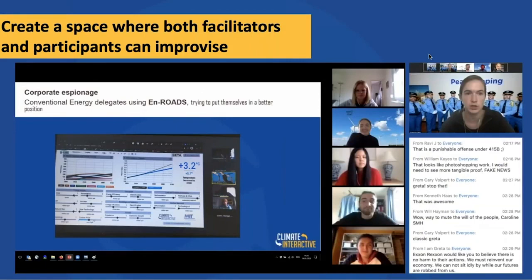One important thing about running the climate action simulation is we really encourage you to create a space where both the facilitator, you yourself, and the participants can improvise. It is a different kind of facilitation to run a game like this, but it can be so much fun for everyone involved. And Caroline, maybe you can speak a little bit about what is going on in this screenshot. It says corporate espionage, conventional energy delegates using En-ROADS trying to put themselves in a better position. What's going on here?